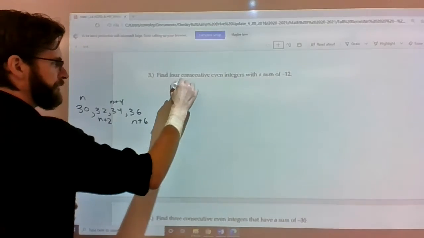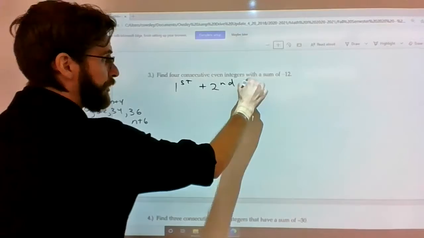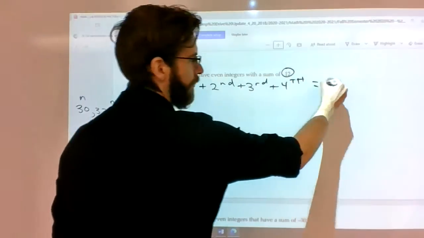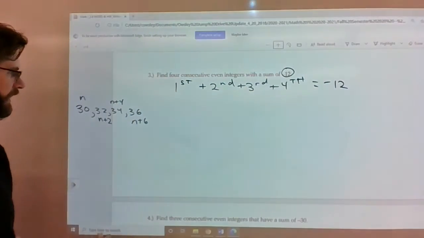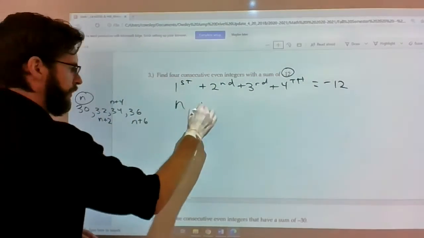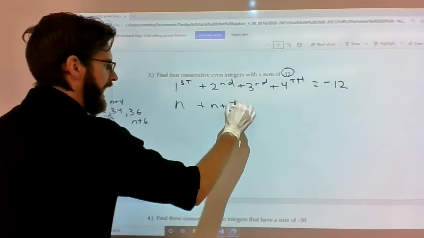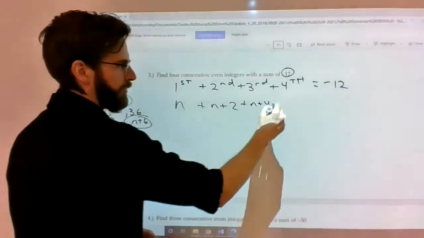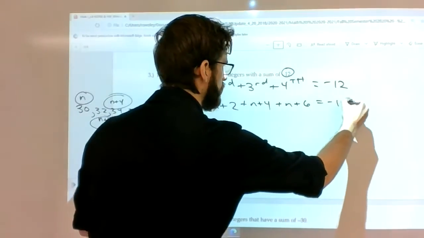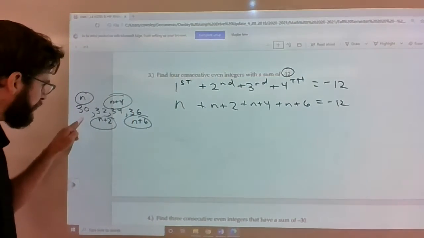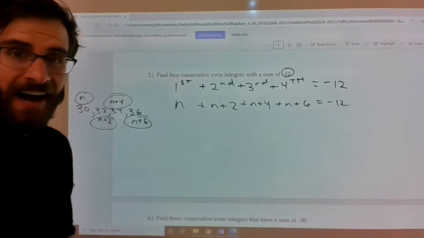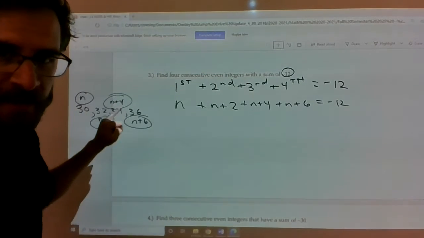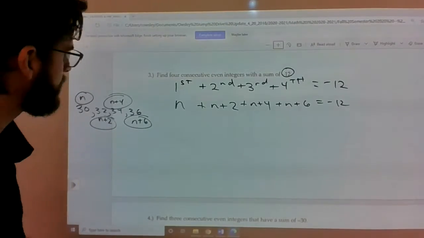So my first plus my second plus my third plus my fourth must all add up to negative 12. And here they are. n would be my first one, n plus 2 is my second one, n plus 4 is my third one, n plus 6 is my fourth one. By the way, if you're wondering where 30, 32, 34, 36 came from, I just picked 4 random even integers so that we could talk about the difference between the numbers, 2 apart basically.